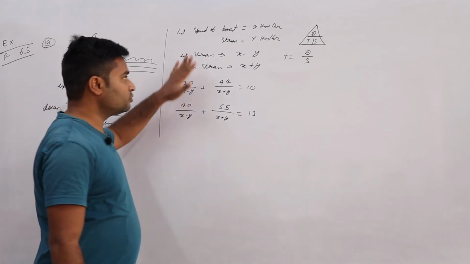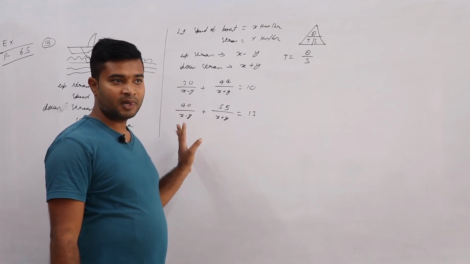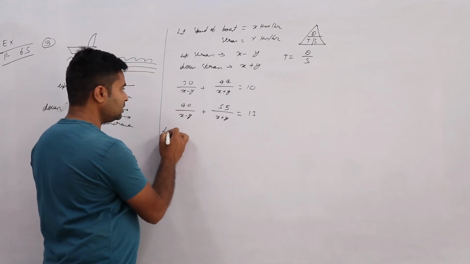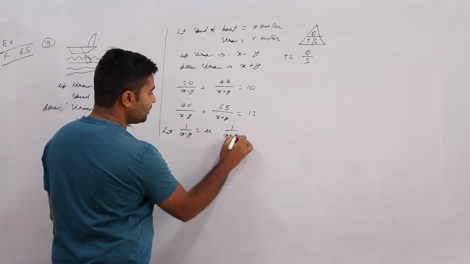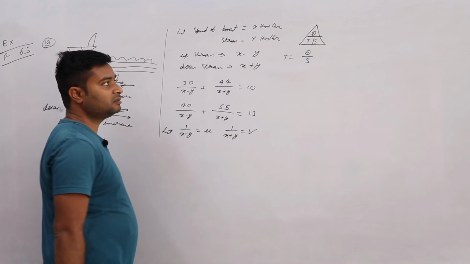Now we should simplify. So let 1 by x minus y be equal to u, and 1 by x plus y be equal to v. Yes or no?